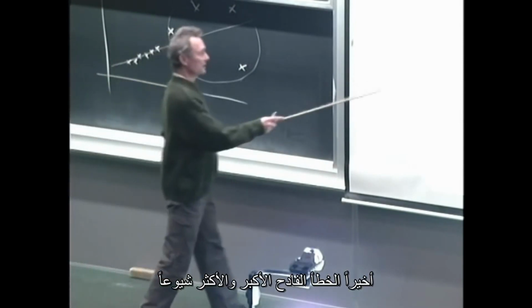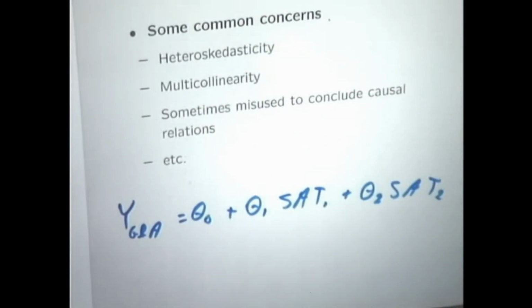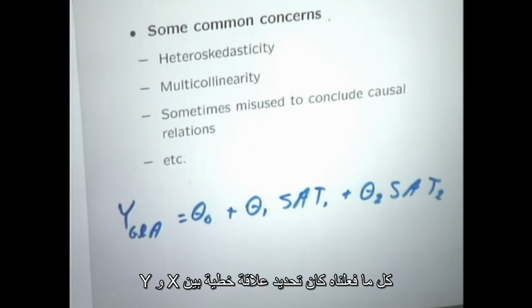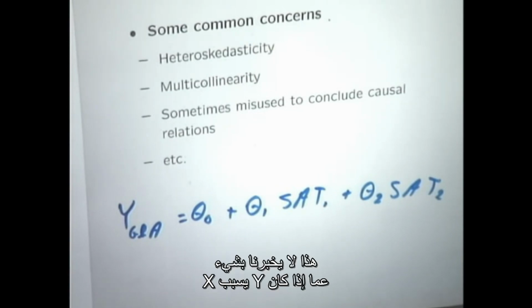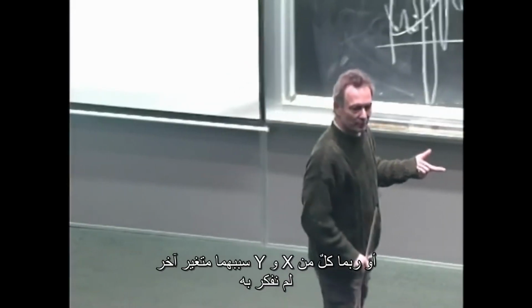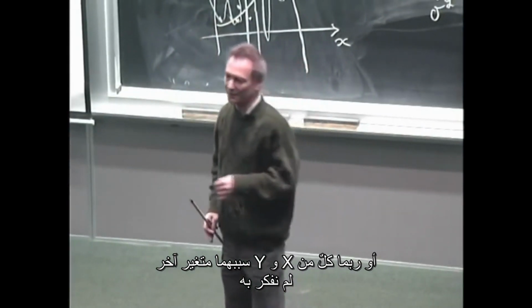Finally, the biggest and most common blunder is that you run your linear regression, you get your linear model, and then you say, oh, okay, y is caused by x according to this particular formula. Well, all that we did was to identify a linear relation between x and y. This doesn't tell us whether it's y that causes x, or whether it's x that causes y, or maybe both x and y are caused by some other variable that we didn't think about.